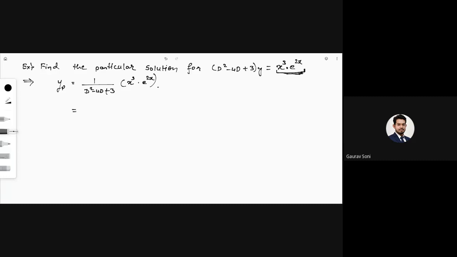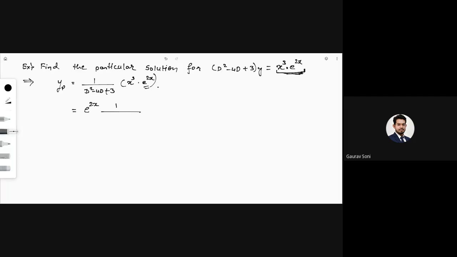Okay. Now I have e to the power 2x inside. By case number 5, I can bring it outside. But what will I have to do, what will I have to add, and to where? With d. So what will be the expression? d square minus 4, then bracket d plus 2. Okay. Anything else? Anyone want to say anything else? So d square minus 4d plus 5.